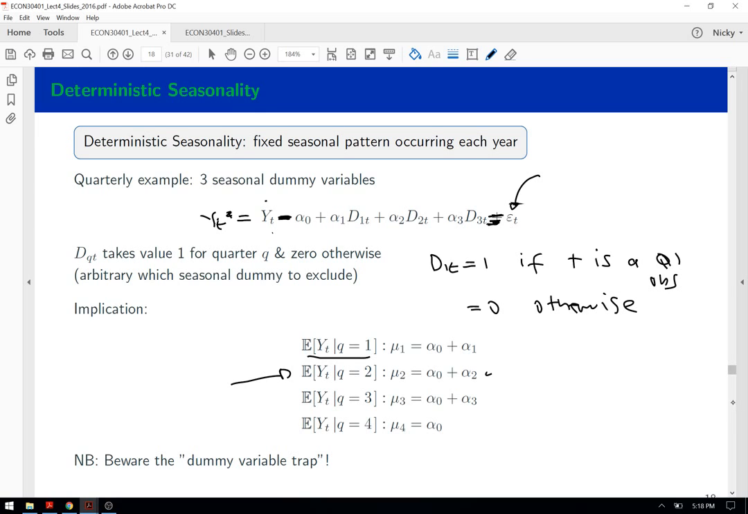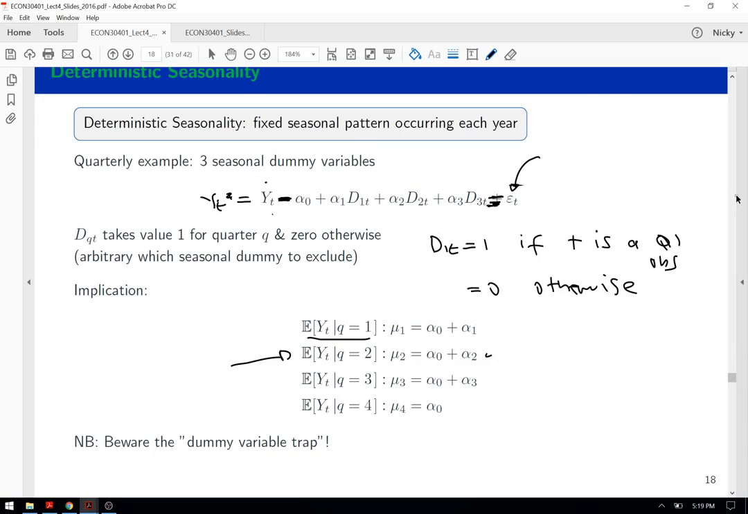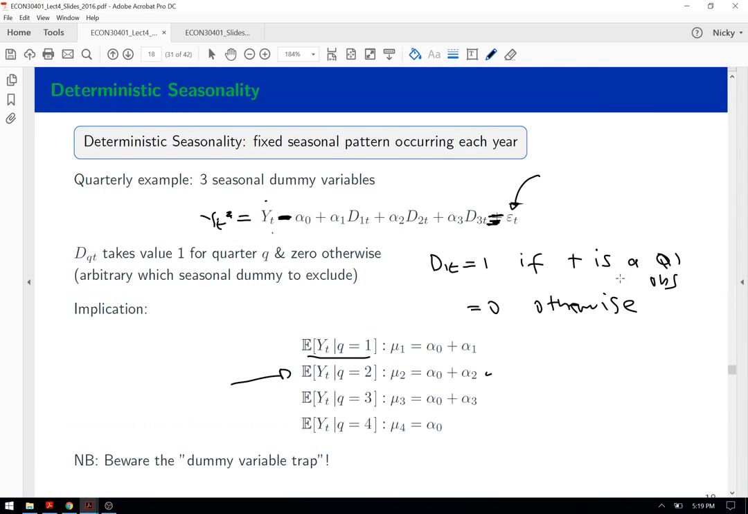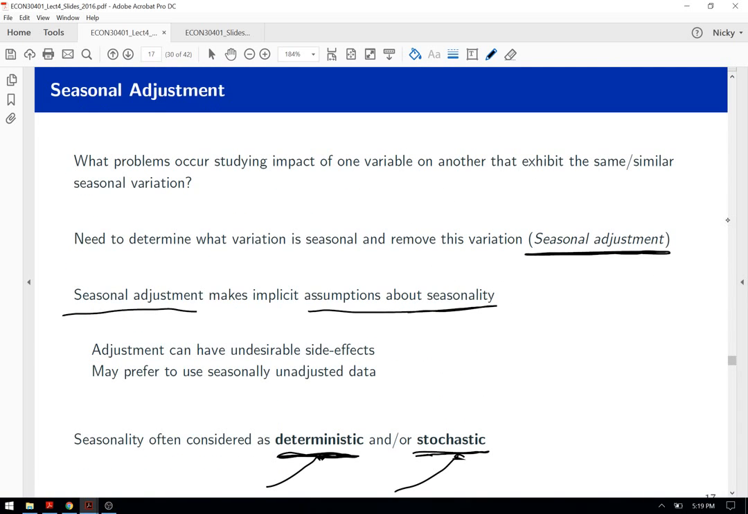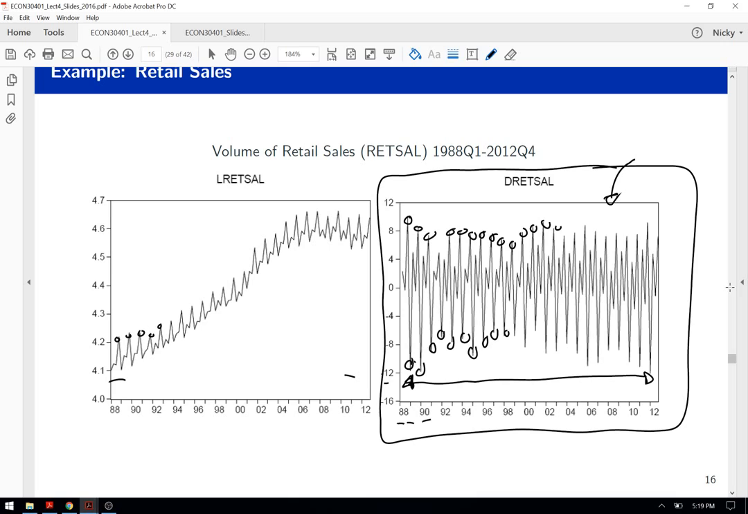Okay, so let's go down. So this is one of the problems which I mentioned. This plots a correlogram of the sales growth. It plots the correlation patterns from here. So we can see if we don't adjust this data and we just plot the correlations in this data, then we're going to find extremely strong correlations between y and y so many periods back, because we can see there's this very fixed pattern occurring.